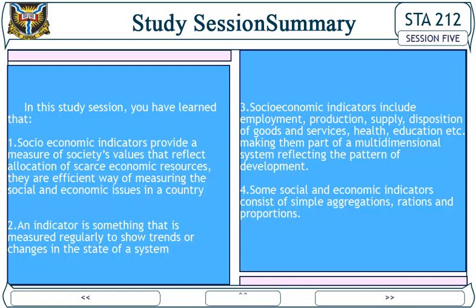3. Socio-economic indicators include employment, production, supply, disposition of goods and services, health, education, etc., making them part of a multidimensional system reflecting the pattern of development. 4. Some social and economic indicators consist of simple aggregations, ratios, and proportions.